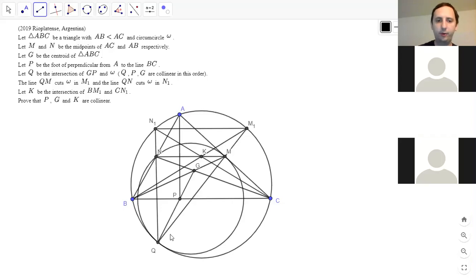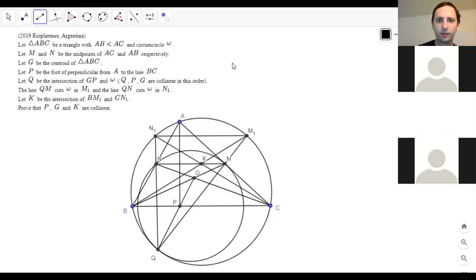Actually, I don't even think Q needs to be a special point because we can always just apply Pascal's, right? And K is always going to lie on NM. Oh, but we'd have to know that they're tangent. Okay. So we want to show PG and K are collinear. Let's see. Phantom point.